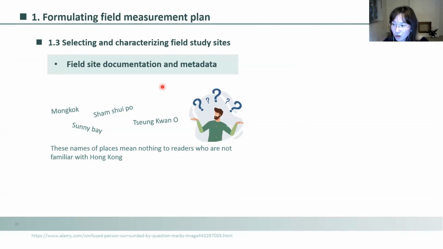And another point, which is very important, is about the field site documentation and the metadata. I have to say that in a paper, if we only describe the field site by its name, that is not enough. For example, if I tell you I did field tests in Bangkok, Sunny Bay, Shanxitu, and Jiangguan'ao, you will be confused. These place names mean nothing to readers who are not familiar with Hong Kong or other cities.